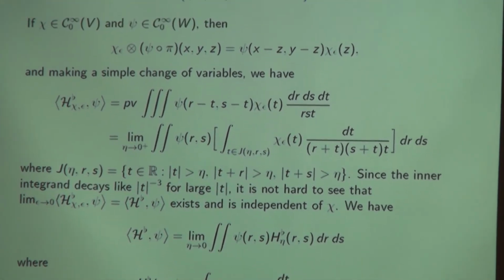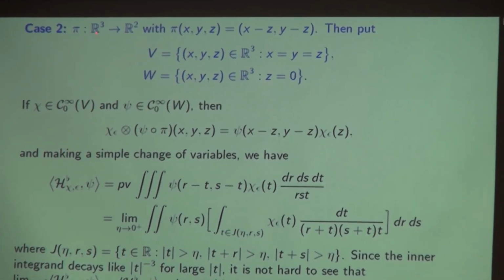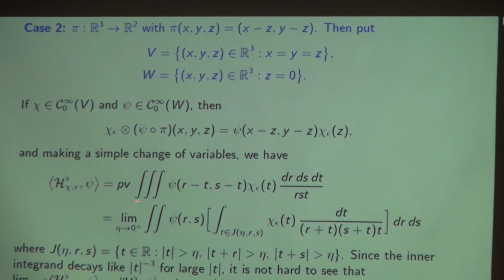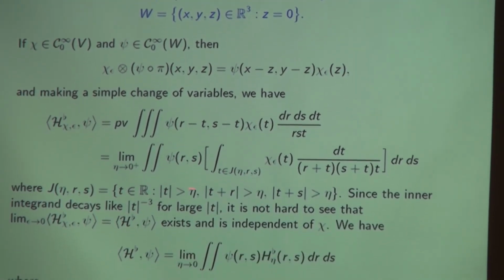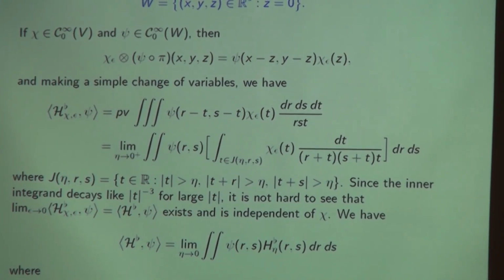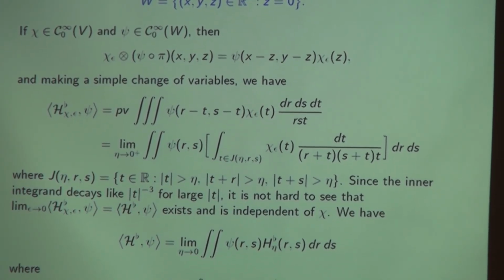Let's deal with the second case. Again, pi maps R3 to R2, with pi of xyz equal to x minus z, y minus z. The null space is just the line x equals y equals z. If you do the calculations this time, one gets this formula. I'm working formally here, but one can take care of all of that.